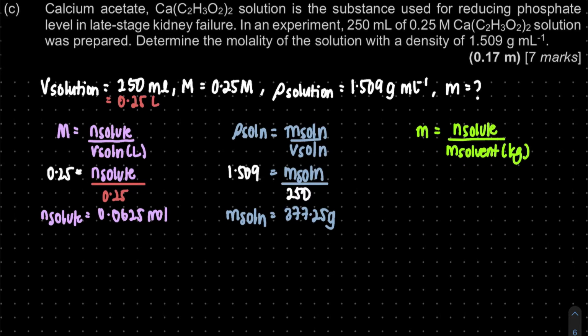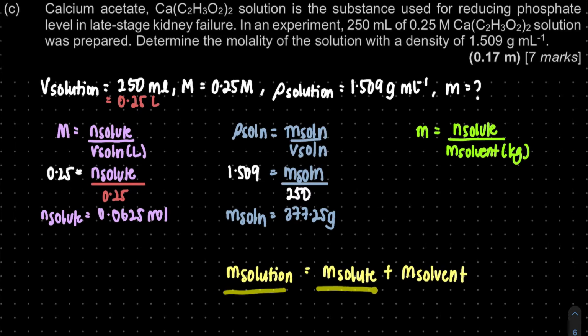So how do we find the mass of solvent? Since we only have the mass of solution, we're going to use a formula where mass of solution is equal to mass of solute plus mass of solvent. Mass of solution, we have found from here. Mass of solvent is our unknown X. So it means we need to find the mass of solute.